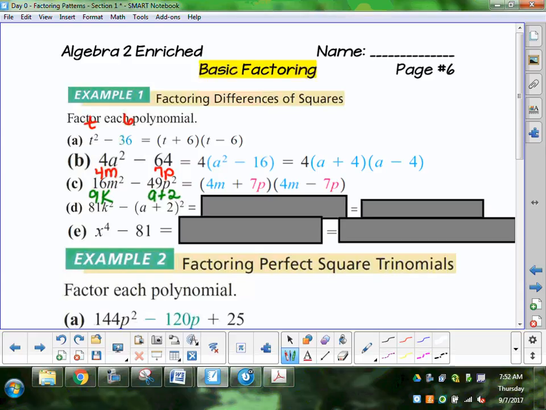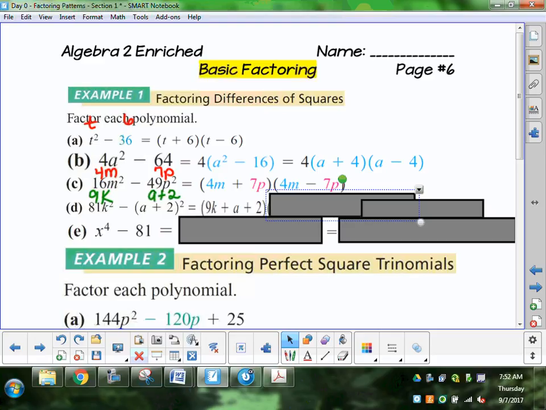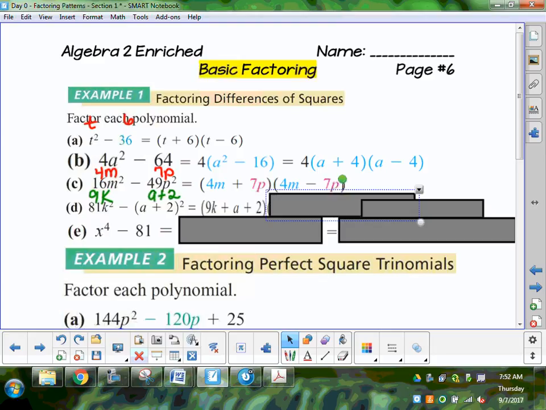So the first thing I'd start off with is the square root of the left, which is 9k, plus the square root of the right, which gets us looking like this. So you've got 9k plus a plus 2. Not difficult. But we are going to probably make a mistake with the other factor. What would the other factor for this look like? Give it a try.